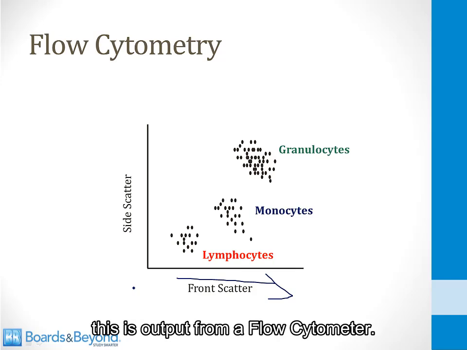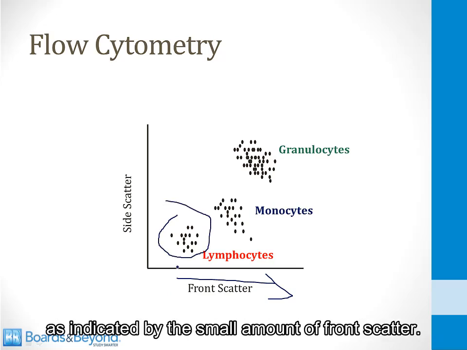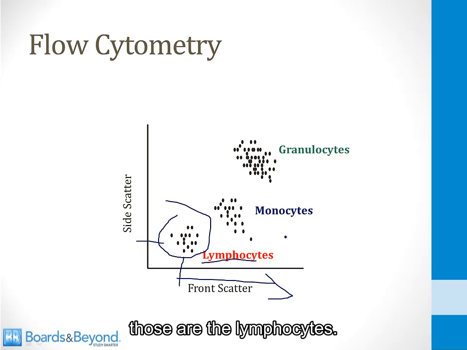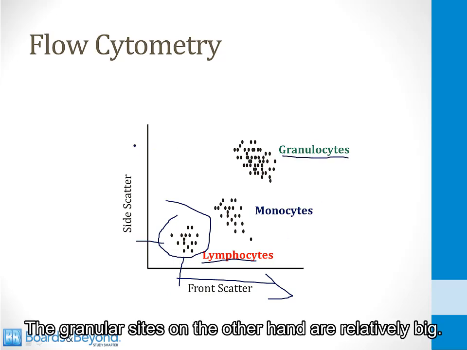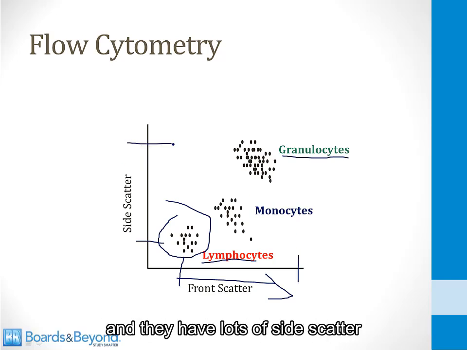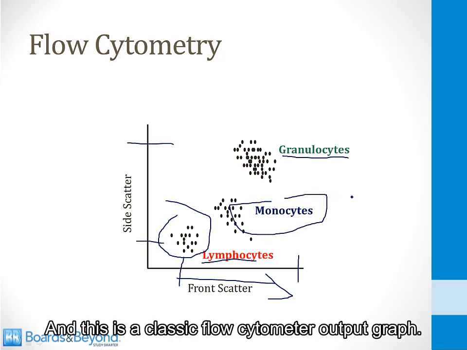This is output from a flow cytometer, and there are a group of cells that are relatively small, as indicated by the small amount of forward scatter, and they have very little granularity. Those are the lymphocytes. The granulocytes, on the other hand, are relatively big, so they have lots of forward scatter. They're also very granular, and they have lots of side scatter, and then monocytes are in the middle. And this is a classic flow cytometer output graph.